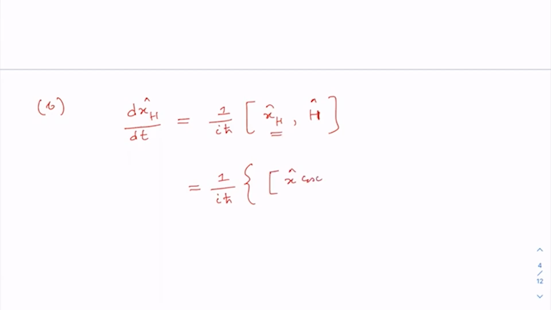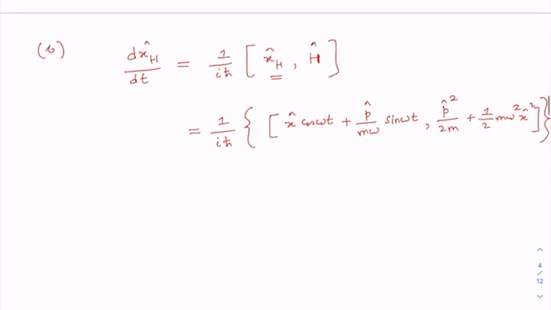There are other ways also to do this, but let me do it this way. I have here p by m omega sine omega t, okay, and this commutes with a commutation we have to work out with this one. The Hamiltonian is p square by twice m plus half m omega square x square. Okay, we have to just work out this commutation relation. So this is going to lead us to, let us do it.